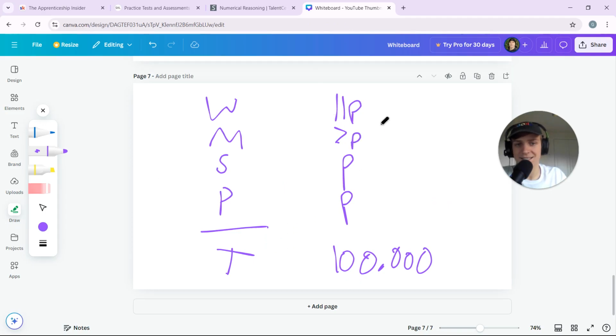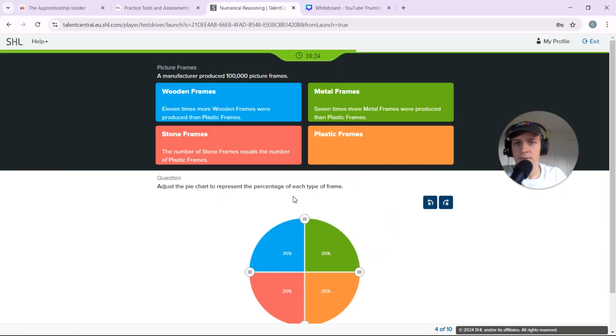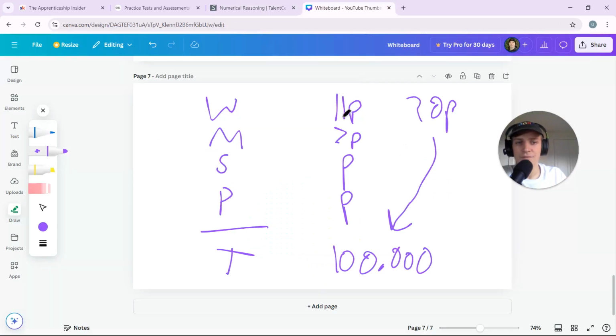So we can add these all up to see how many parts we have. We have 18, 19, 20. So we have 20 parts going into 100,000. If we do 100,000 divided by 20, that is 5,000, I want to say. Yeah, 5,000. However, you don't even have to go that far because it's not asking for absolute values, it's asking for percentages. So straight away, all we need to do is 11 over 20 times 100, 7 over 20 times 100, 1 over 20 times 100, and you're getting all these percentages.